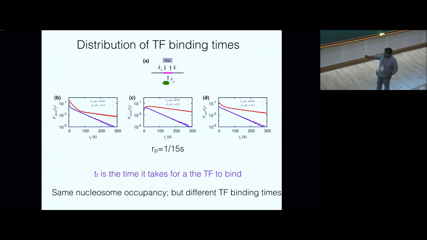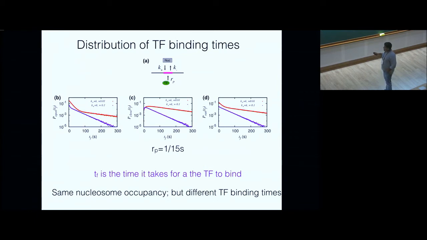If it was naked and bare and available, it would bind with some rate Rp. And K plus and K minus are the nucleosome binding and dissociation rates. If this was bare, the time scale would be 1 over Rp. But since there are nucleosomes and nucleosome dynamics is going on, the time scale will be different. And if you look at the distribution of the time it takes for this to bind here, we have 3 different cases for one value of Rp, where 15 seconds is the time scale.